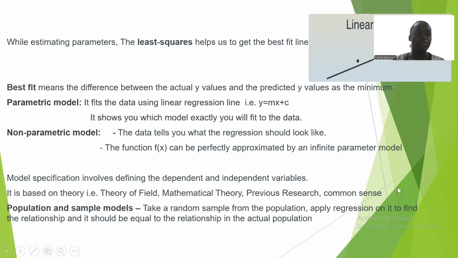Lastly, maybe I'll talk about the parametric and non-parametric models. These are just part of regression as well. So with parametric, you know what model you're going to fit with the data exactly. And with non-parametric, the data is going to tell you how the regression is going to look. So it's not about the model; it depends on the type of data you have, and that is going to define how your regression is going to look.